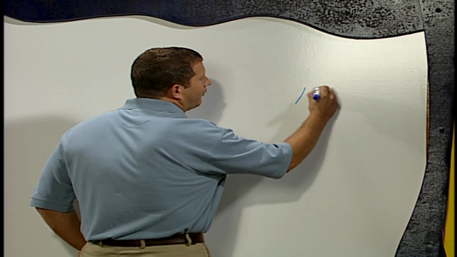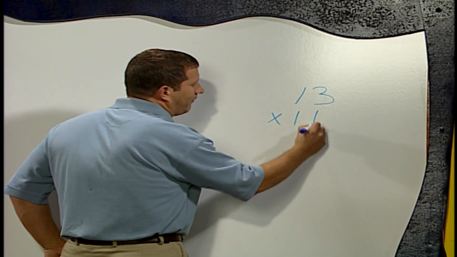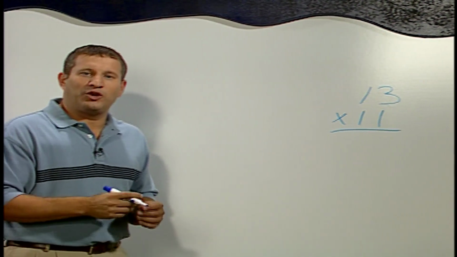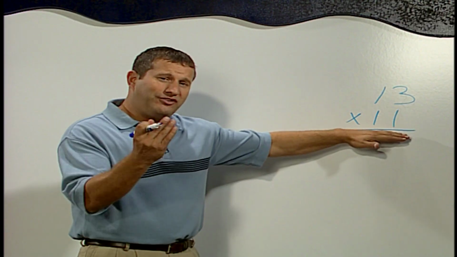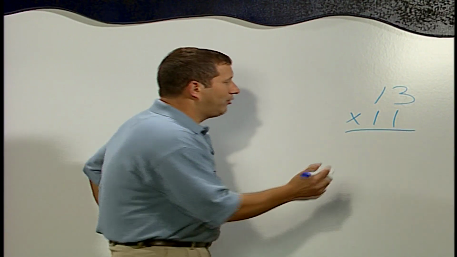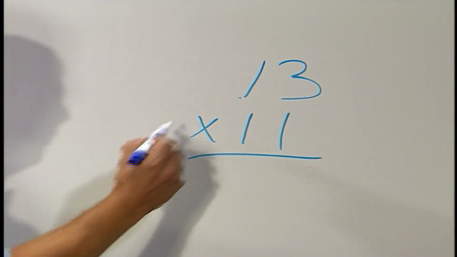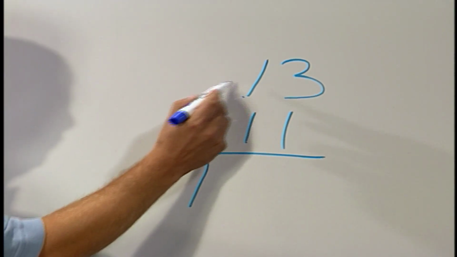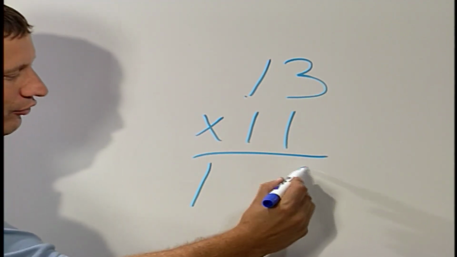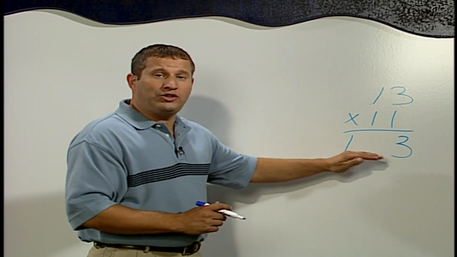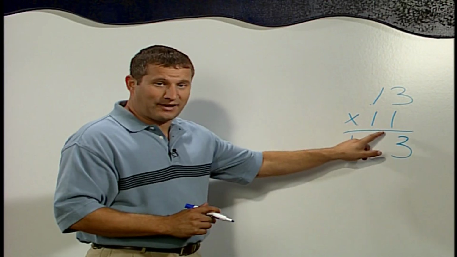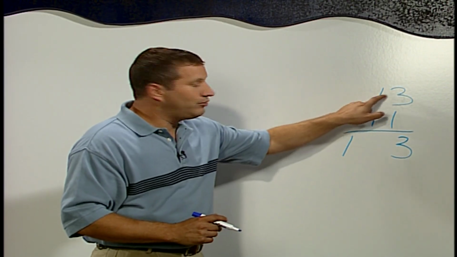Let's do 13 times 11. The trick to the number 11 is that for any number times 11, there are 3 steps to getting the answer, and they're very simple. The first step is to just drop the numbers down here like this. The 1 goes here, the 3 goes here. Now, to get the middle digit in the answer, because you're multiplying by 11, all you have to do is add those two numbers together.